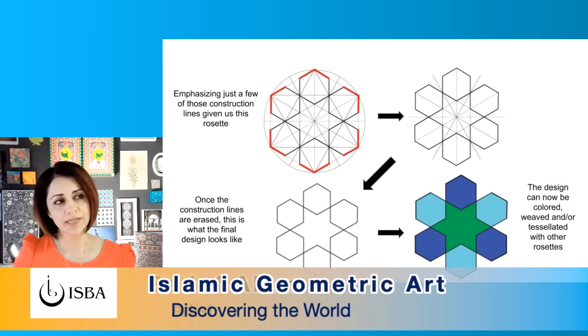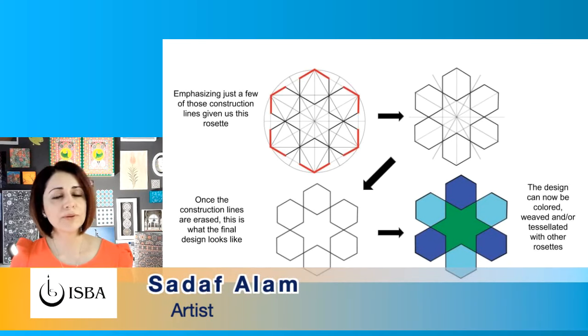And the bottom left-hand side image is the same pattern without the construction lines. This is where the eraser comes in handy, because you can erase those construction lines and you can end up with that pattern, that star at the bottom. Now, if you color it, that's what you end up with at the end, the bottom right-hand side image. So if you could go to the next slide, please.